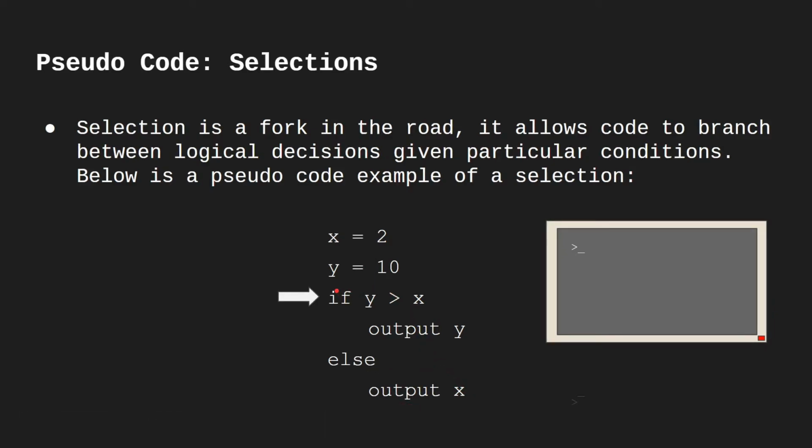So, thinking about this, we assign the value 10 to y, and we assign the value 2 to x. So this condition, when executed, should be true, because 10 is greater than the value of 2. So stepping to the next line, we see that our program terminates and also executes our output, which is the output of y, and that value is 10.